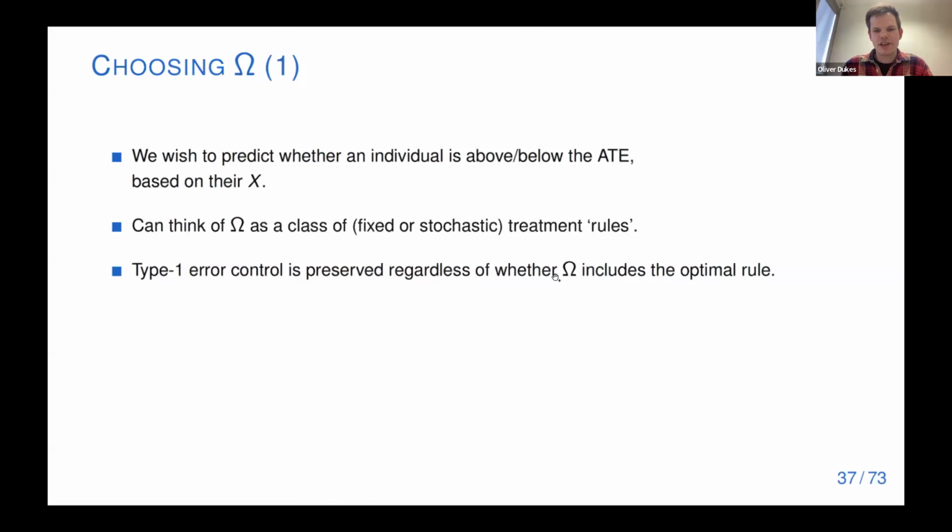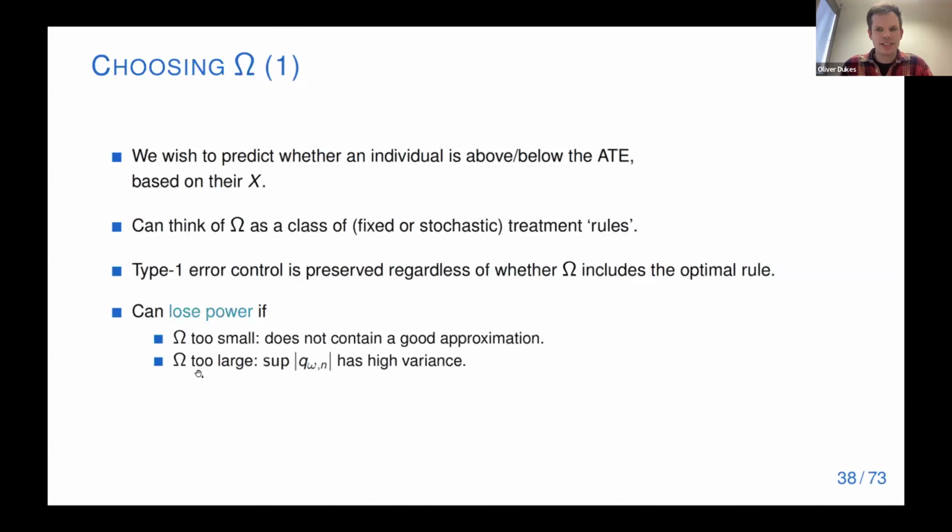The type 1 error control is preserved whether or not the class we've chosen includes the true optimal rule. Basically, I just need to assume this class of weights, this function class, is Donsker, and then that's okay to guarantee the type 1 error. Of course, the choice of function class is going to have a potentially dramatic impact on the power of the test. And there's a delicate balance that I think is an interesting aspect for future exploration, which is trading off making this class too small and too large, right? Because if it's too small, it may not contain a good approximation of the optimal rule that we're interested in. And if it's too large, then our supremum statistic on which we're basing our test is going to have extremely high variance. All right, so there's a delicate balance here, and we'll see a bit of that later on in the simulations.